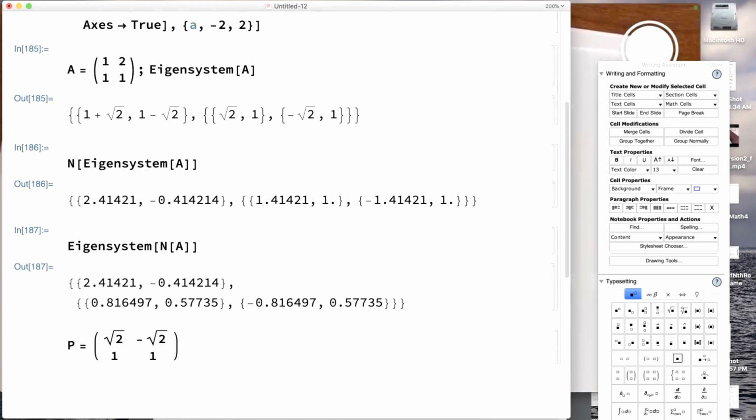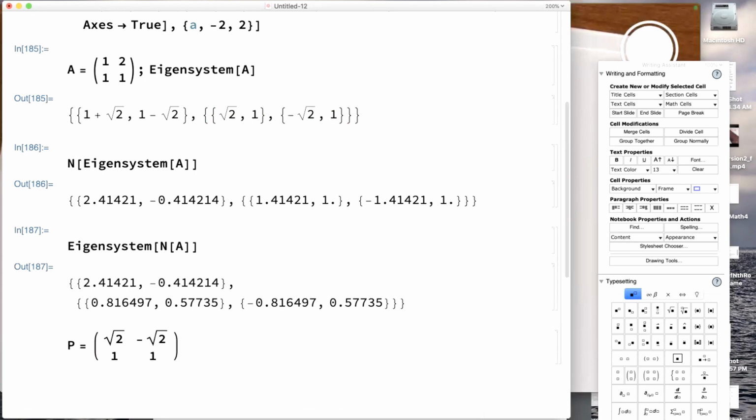And this applies to bigger matrices as well. 3 by 3, 4 by 4, 5 by 5. If you've got a basis of eigenvectors, say for a 5 by 5 matrix, you've got 5 linearly independent eigenvectors. You put those eigenvectors in a matrix for P.